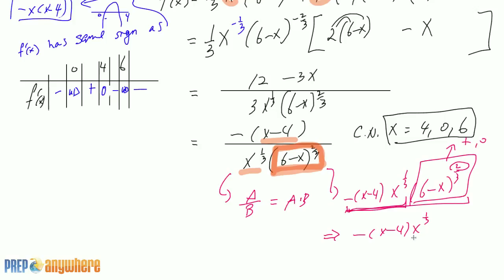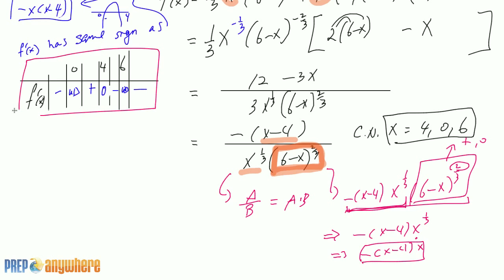Now x to the power 1 over 3 has the same sign as just x. If x is positive, this is positive. If x is negative, that's negative. So that's why I just analyzed this, and I was able to tell what sign belongs where.